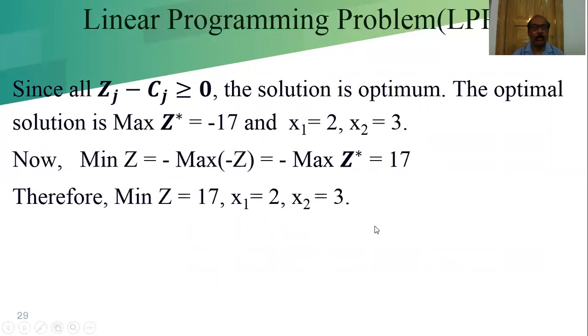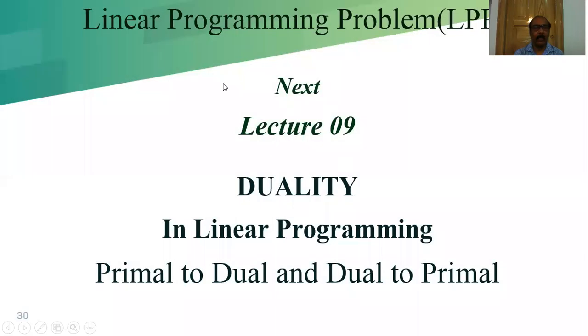That's all for the artificial variable method. Next class, that is lecture 9, we learn the duality in linear programming problem. That means primal to dual and dual to primal we learn in the next class.